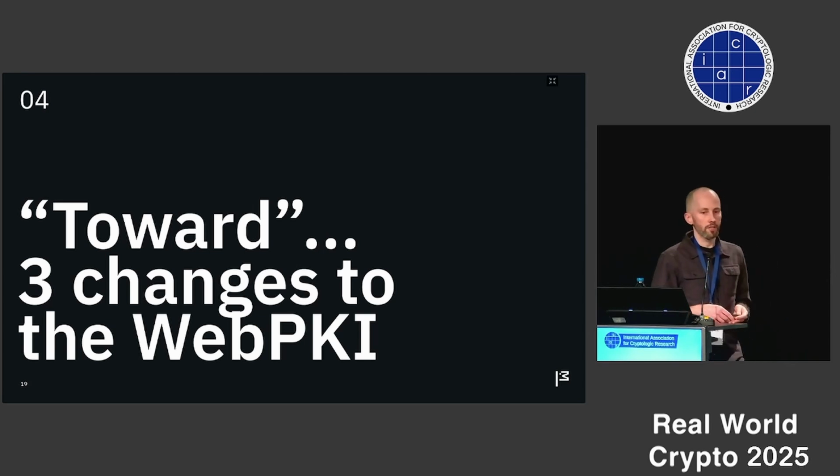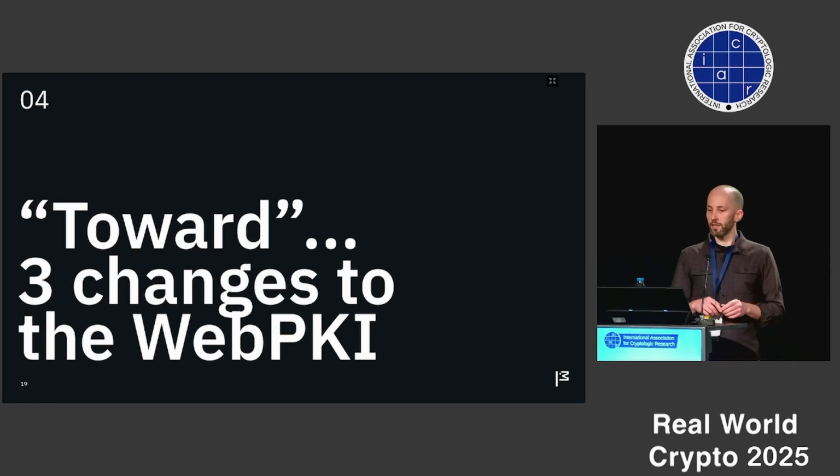Okay, so I called this talk toward revocation checking that works, and that kind of sounds like we have a revocation checking mechanism that works. So what do I mean? There are still 3 changes to the WebPKI that would help us make CRLite sustainable going forward into the future.